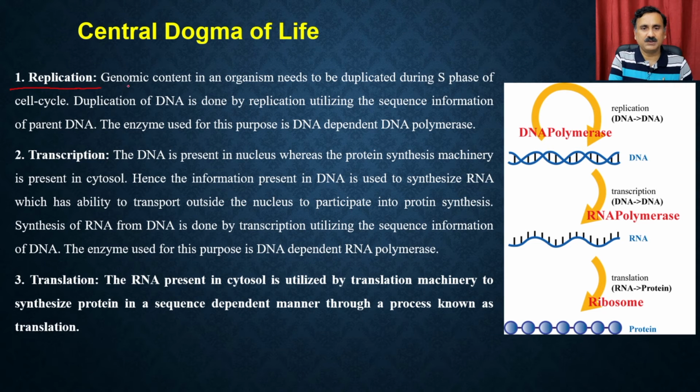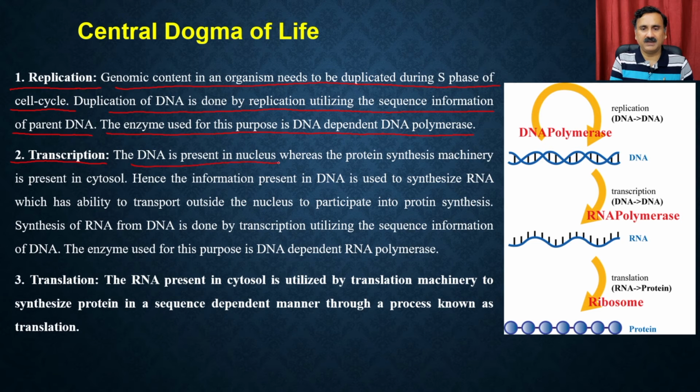So replication. Genomic content in an organism needs to be duplicated in the S phase of the cell cycle. Duplication of DNA is done by replication utilizing the sequence information of the parent DNA. The enzyme used in this process is called the DNA dependent DNA polymerase, okay. Then we have the transcription.